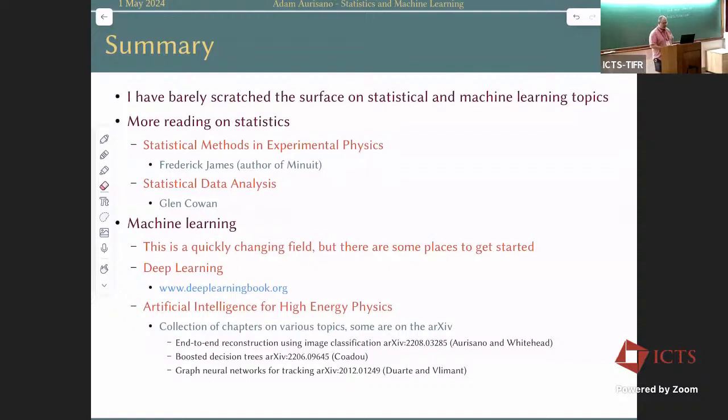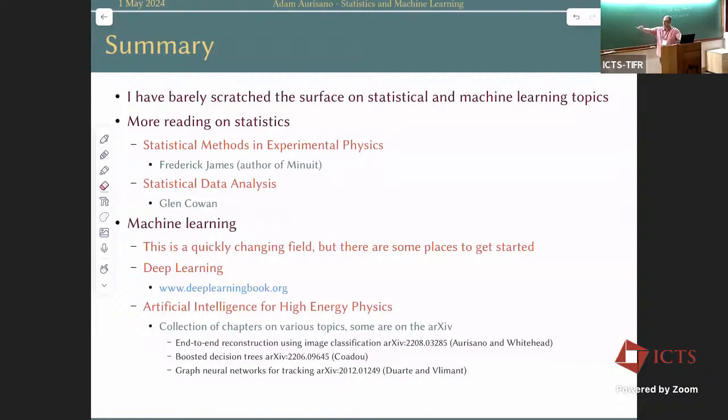I will say that the deep learning book, which you can find online at deeplearningbook.org or buy, was written by the people who basically started the deep learning revolution. It's a little out of date now, but it's still a great place for understanding how all this stuff works. Also, there's a book, Artificial Intelligence for High Energy Physics. Many of the chapters are on the arXiv, and they're good if you want to think about this in terms of physics.